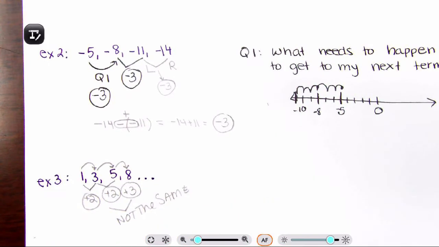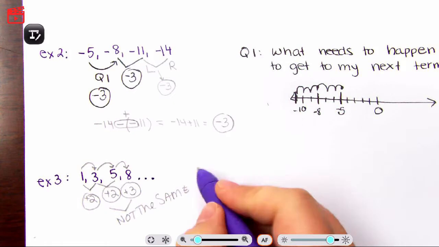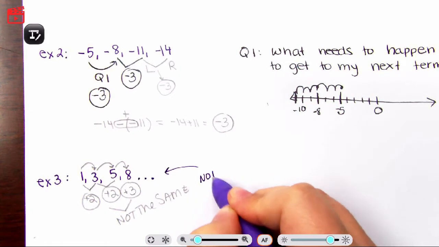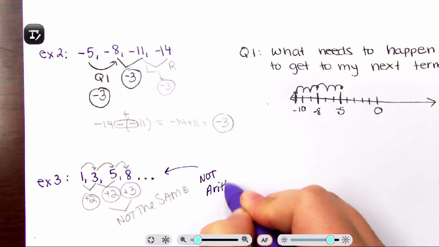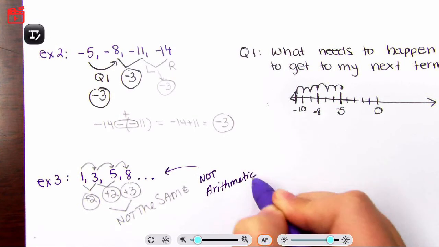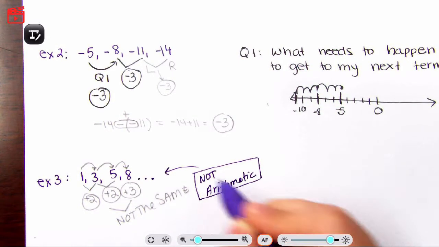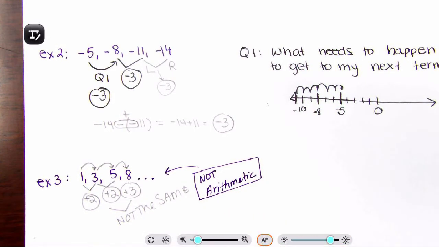They are not the same, therefore, this sequence is not arithmetic. And that is your answer. You stop doing everything, you just write not arithmetic, and you move on to the next question.